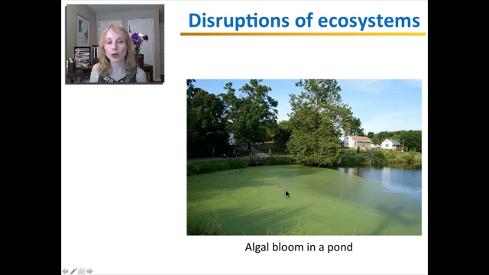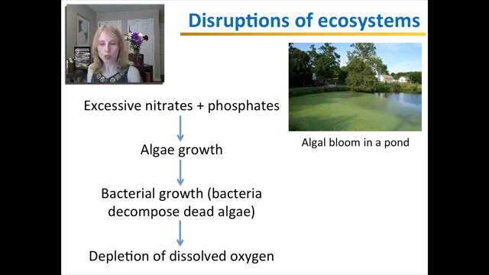Now you might wonder, okay, so we get this excessive nitrates and phosphates contributing to algae growing. Why is that bad? Well, let's take a look. So excessive nitrates and phosphates stimulate the algae growth. The algae will eventually start dying. As they die and fall to the bottom of the pond, that encourages bacteria to grow because the bacteria now have more food to decompose.